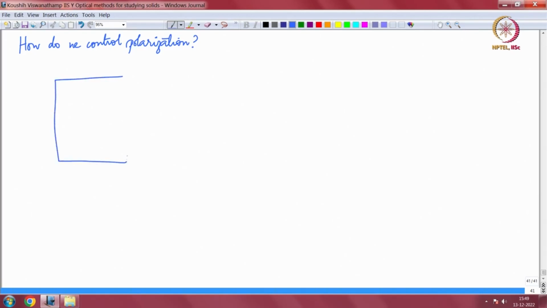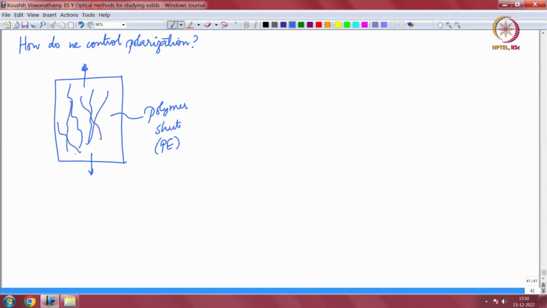You can take a polymer sheet, polyethylene typically, and then you can stretch it, okay. Usually this is PE, polyethylene, and when you stretch a polymer sheet, if you have stretched plastic bags, you have probably seen this before, the polymer chains will all tend to align in the stretching direction, okay. So this is load, load, stretch.